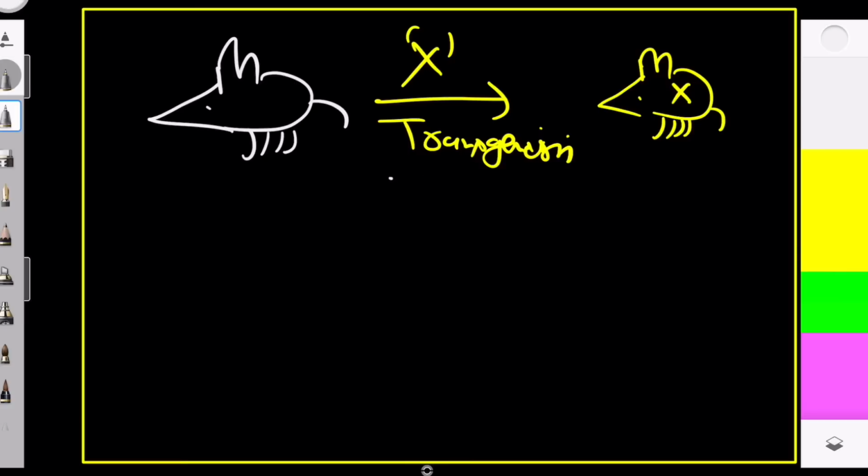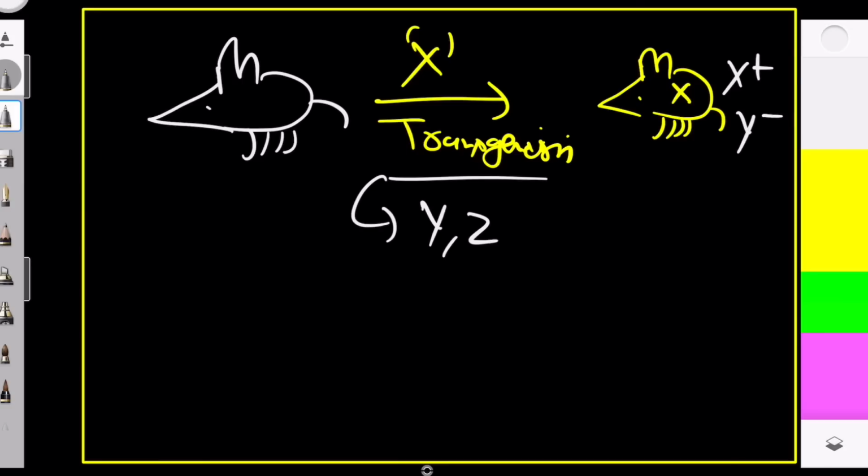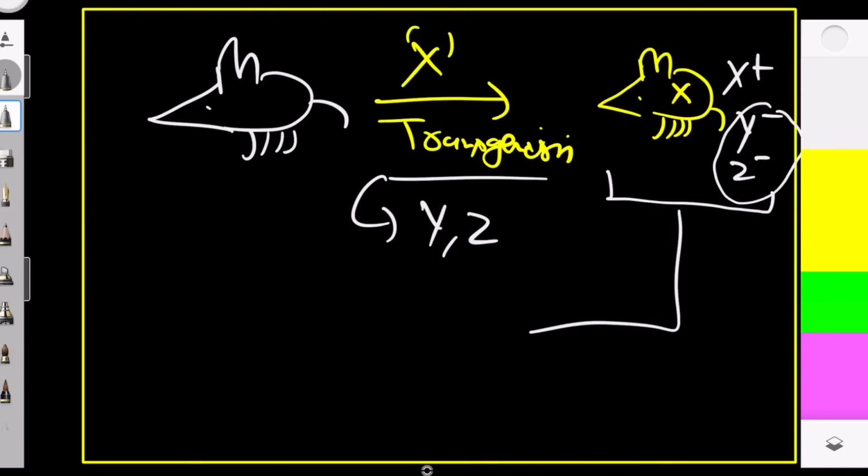Now during transgenesis, you follow certain procedures, and what might happen is that some essential genes, let's suppose Y and Z, might be lost. So this mouse, if you test it, is X positive, but now it has become Y minus, Z minus. Now how are we going to retain back these Y and Z genes? It is by back cross.